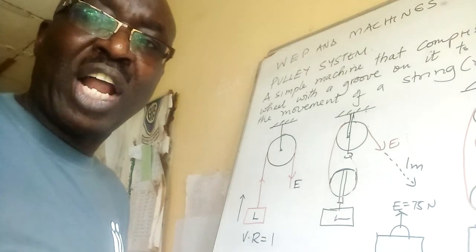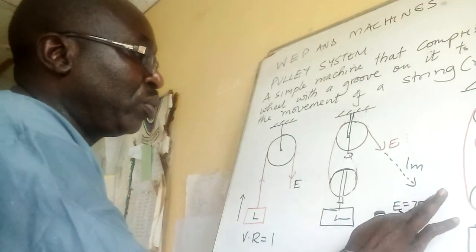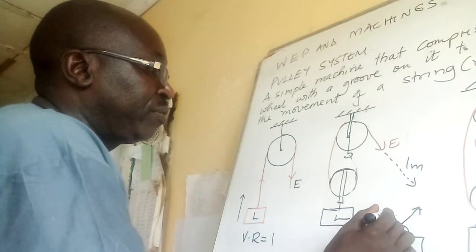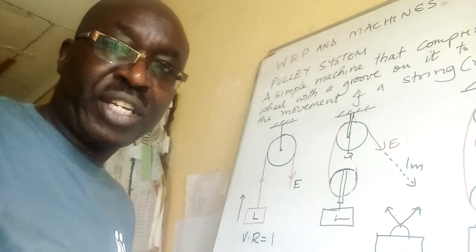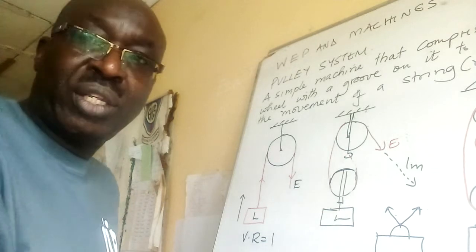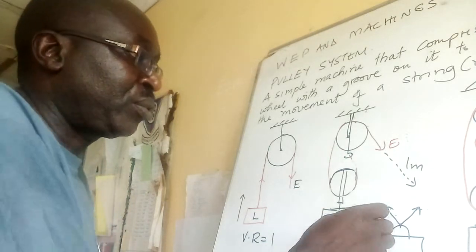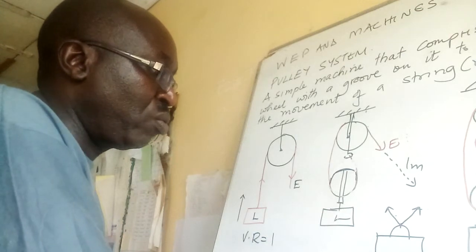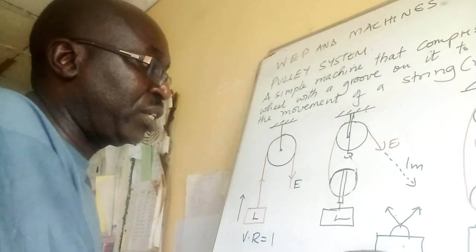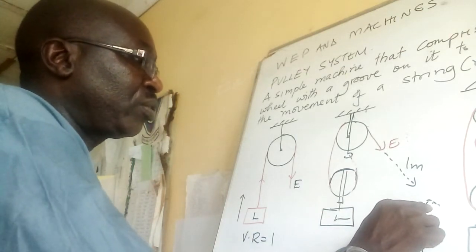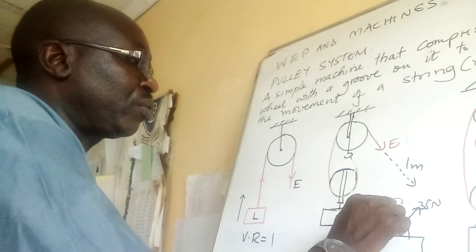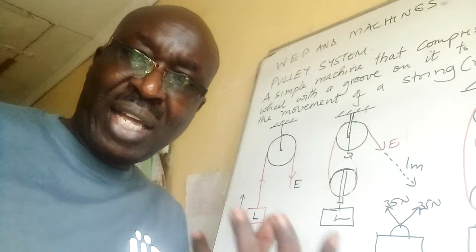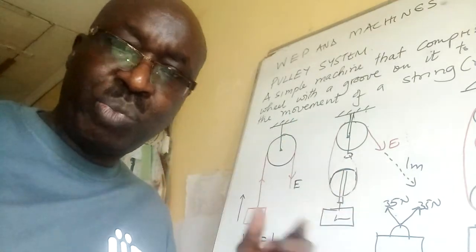So if you call a friend to come and help you, now there is a friend lifting and another friend lifting here. So you will share this 75, so you will get half of 75. Maybe I use a good figure, 30. So we are talking of 35 newtons and this 35 newtons. That is simple from the load point of view.